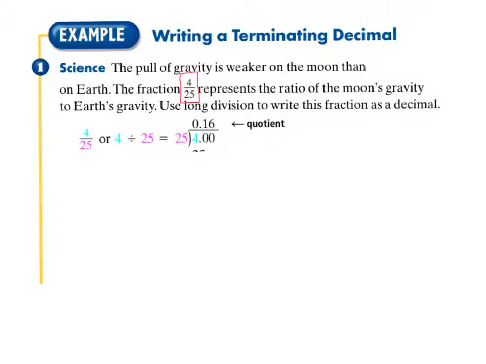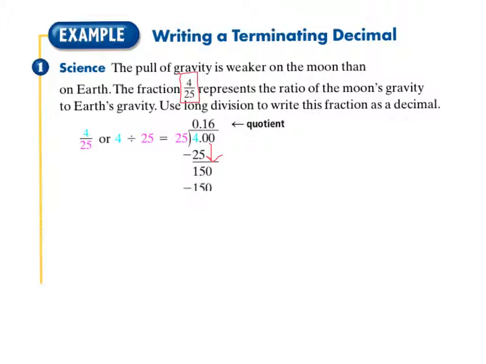So 4/25 is the same as 4 divided by 25, which is the same as 25 on the outside and 4 on the inside. Now 25 can't go into 4, so I have to add a decimal and add a 0. So now I'm looking at 25 into 40. 25 only goes into 40 once, then I'm going to multiply down and subtract. So 40 minus 25 is 15. Then I'm going to drop another 0 because I can't do 25 into 15, so it gives me 150.